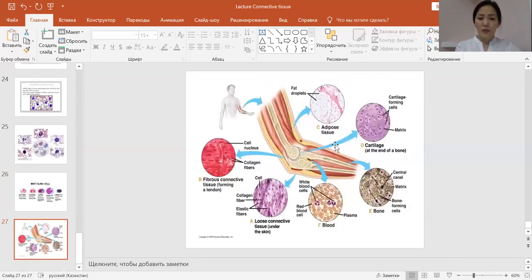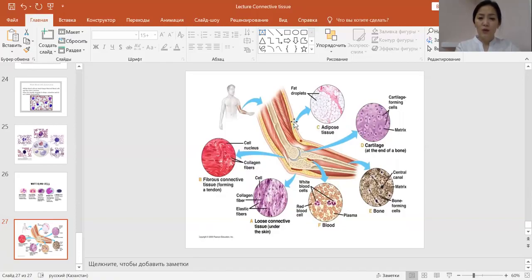And in the last slide, we can see all types of connective tissue. For example, this is the skin. If you remember, we said that the skin consists of epidermis and dermis, and below the skin you can see the hypodermis. In the upper part of the dermis, we can find loose connective tissue. In the deepest part of the dermis, we can find fibrous connective tissue. Also, we can see here tendons, which connect muscle with bone. Tendons are morphologically dense, regular connective tissue which mainly consists of type one collagen fibers.